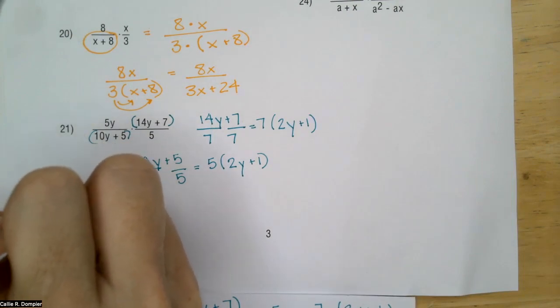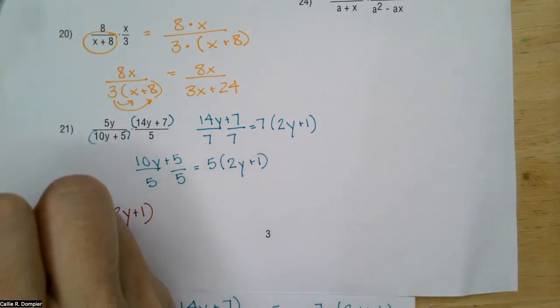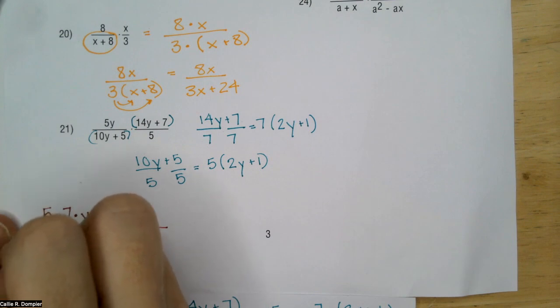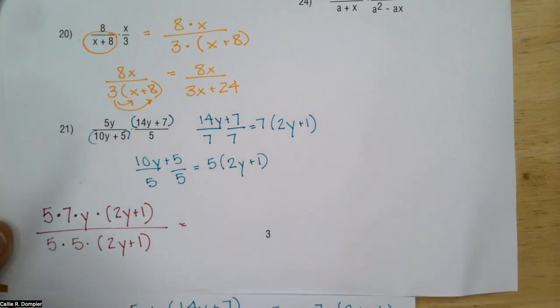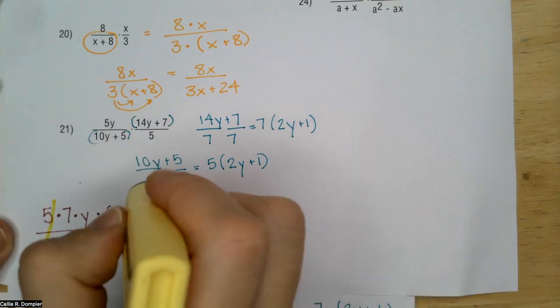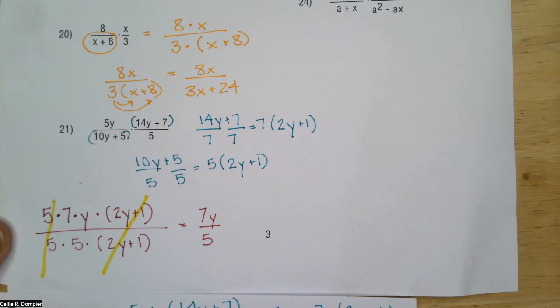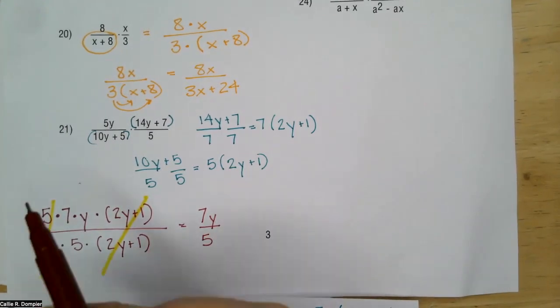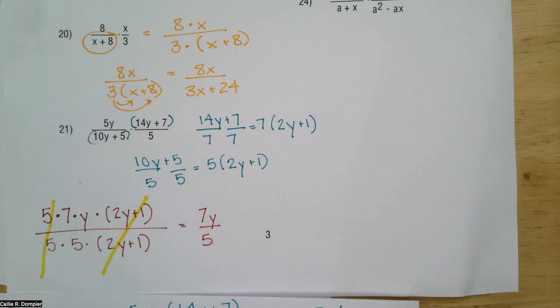5 times 7 times y times 2y plus 1 divided by 5 times 5 times 2y plus 1 is 7y over 5. And the only reason I even left this as 5 is because it's a prime number. 5 and 7 are primes. You can't divide them by anything except 1 and themselves, right? So it looks difficult, but it just factors out to 7y divided by 5.